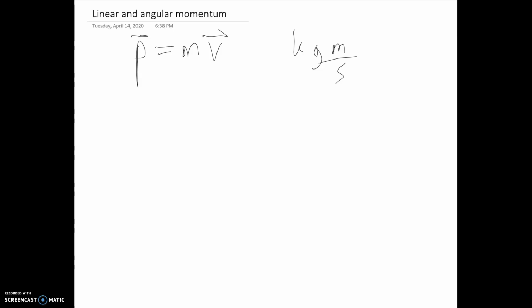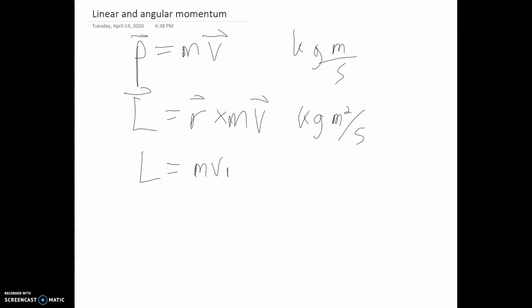Angular momentum is really similar. It's L, and it's going to be r cross mv, and it's going to have units that have an extra meter in it. It's going to be kilograms meters squared per second. A lot of times, though, when we treat it as a scalar, we're just going to say mvr sine theta, where theta is the angle between them.